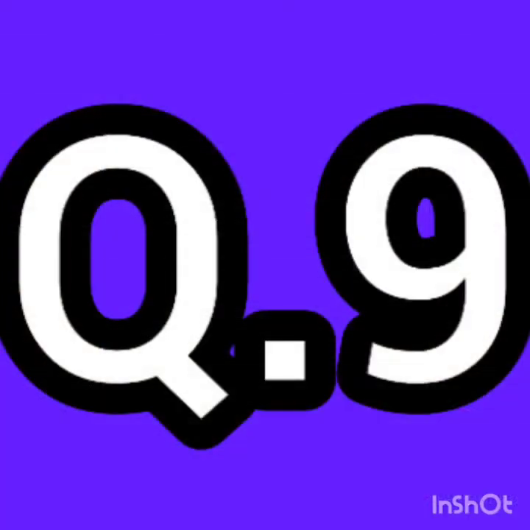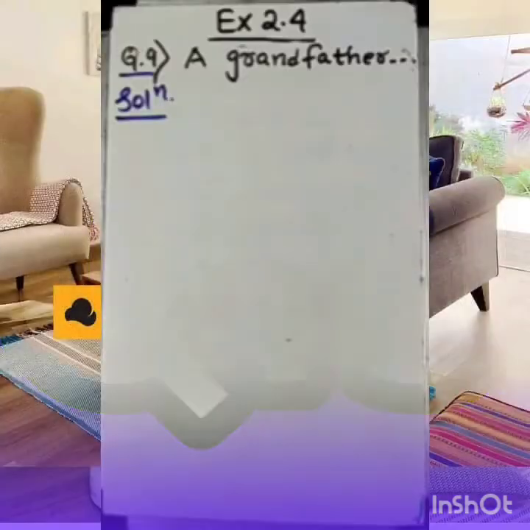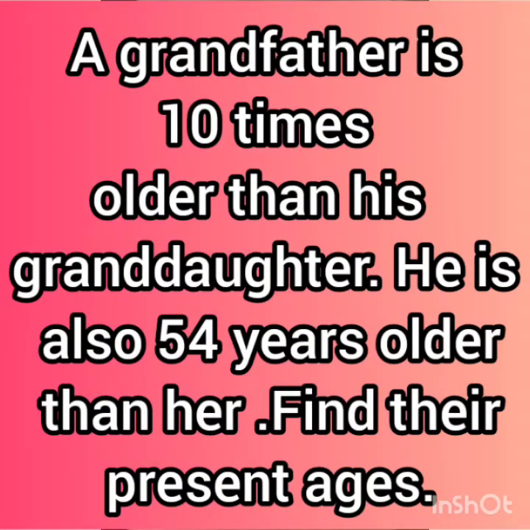So, my dear student, question number 9 of exercise 2.4 is on your screen. A grandfather is 10 times older than his granddaughter. He is also 54 years older than her. Find their present ages. So let's begin the solution.